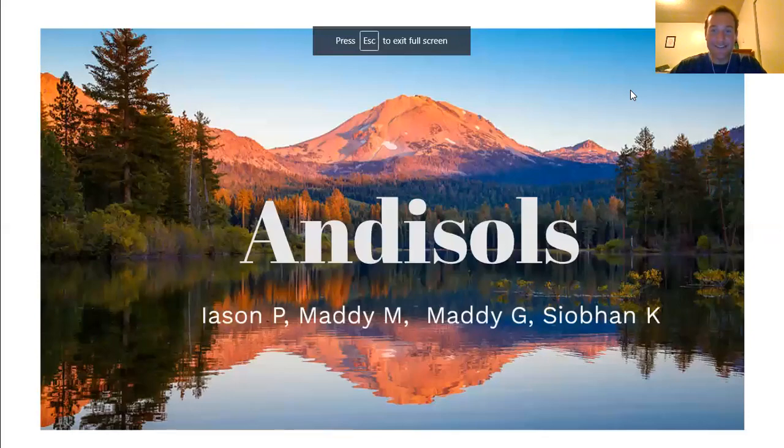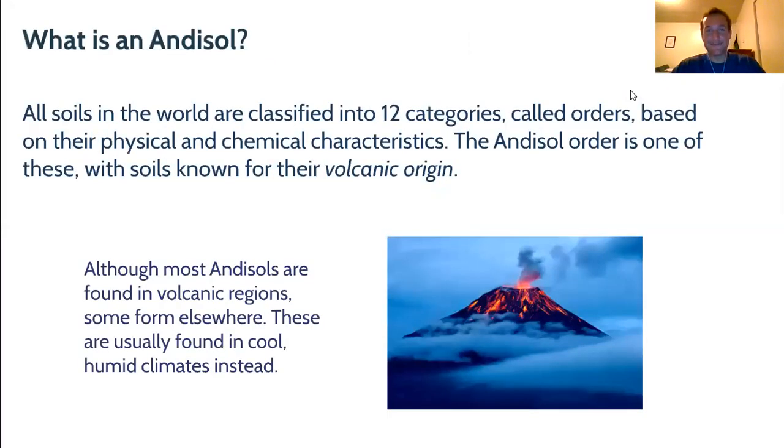Today we'll be talking about Andisols. So what is an andisol? All soils in the world are classified into 12 categories called orders based on their physical and chemical characteristics, and the andisol order is one of these, known for their volcanic origin. Although most andisols are found in volcanic regions, there are some that aren't, and those would usually be found in a cool and humid area.